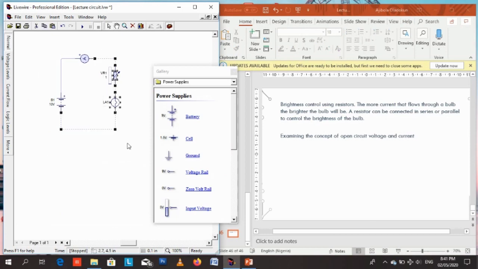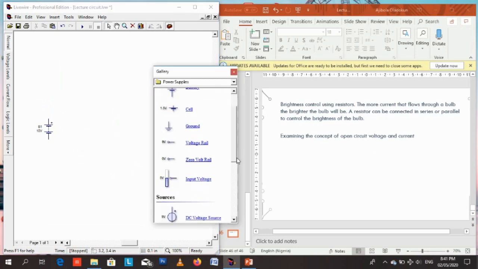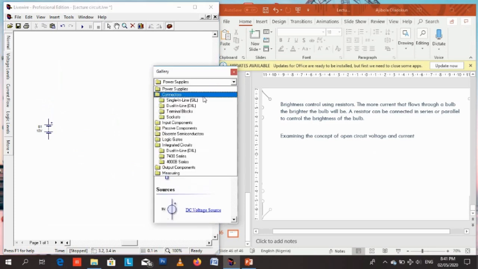So let's leave that concept for now, and let's go to the very last concept, and that's to examine the concept of open circuits, voltage, and current. If you hear the terminology short circuit or open circuit, I want you to understand what it means. Open circuit and short circuit have different meanings.